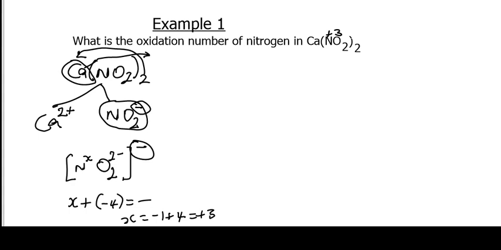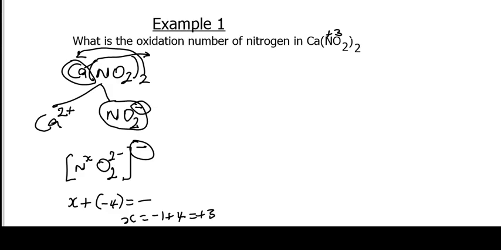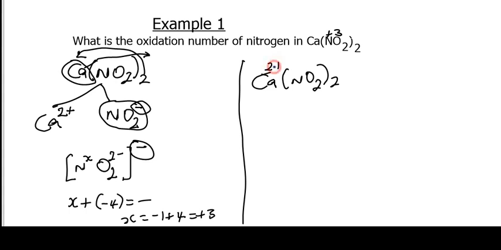Then for the next example, let's quickly work in another way. In the second way, we can just say Ca open bracket NO2 bracket 2. Simply assign charges directly. The charge of calcium, like we know, is 2 plus. The charge of nitrogen, we don't know, we'll call it X. The charge of oxygen is -2. And the total charge here is 0. So if we add everything here, it should give us 0 because the compound is not carrying a charge.